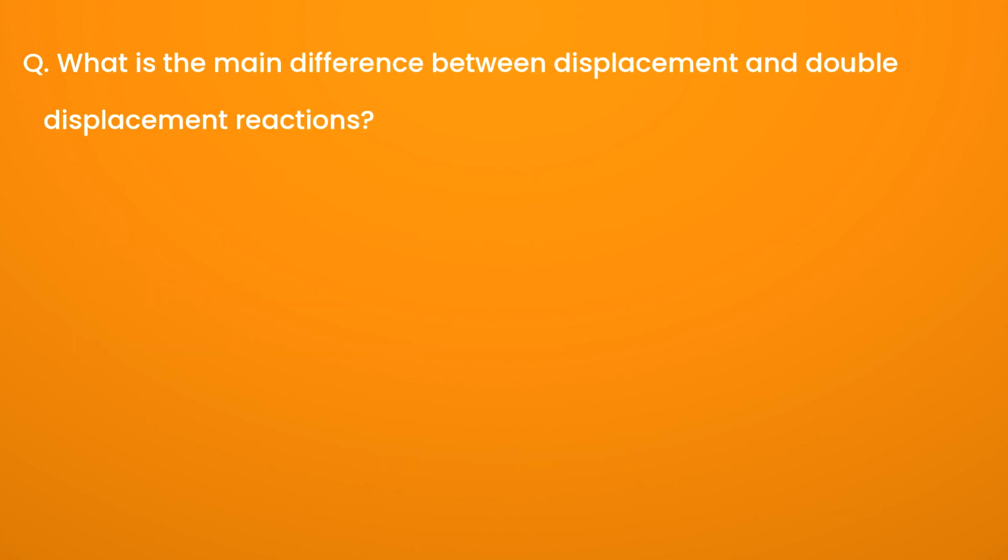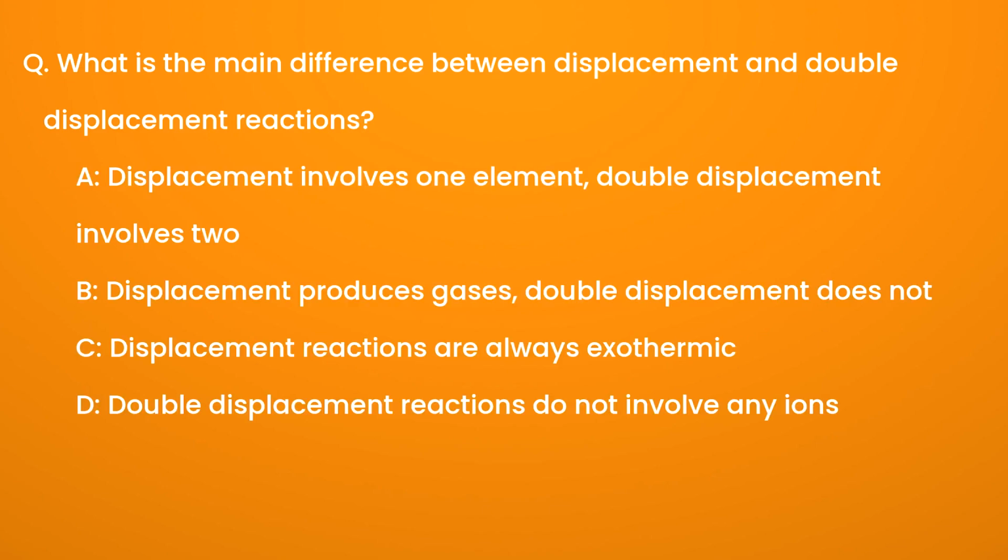Question: what is the main difference between displacement and double displacement reactions? Option A, displacement involves one element, double displacement involves two. Option B, displacement produces gases, double displacement does not. Option C, displacement reactions are always exothermic. Option D, double displacement reactions do not involve any ions. You have 5 seconds to answer the question.